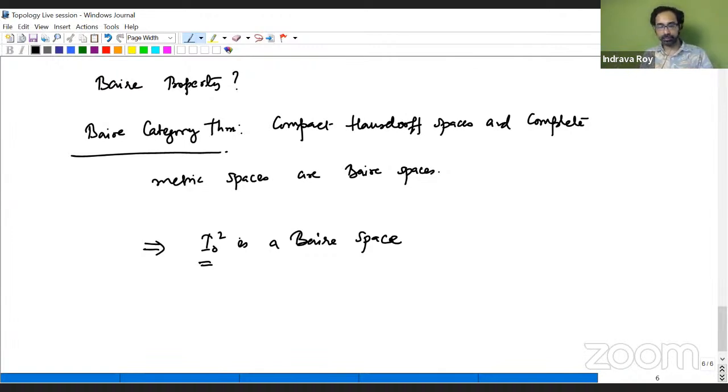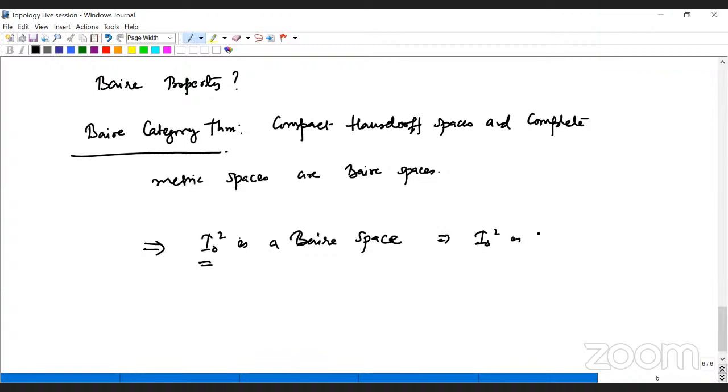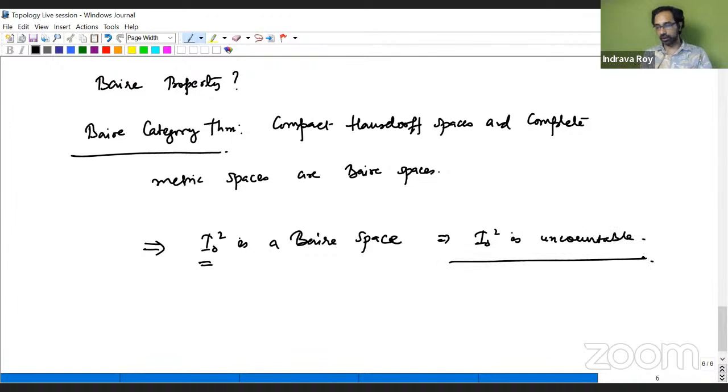And so there are various applications, as we have seen, that if you have a Baire space, any dense G delta set in a Baire space is uncountable, for example. So I0 square is uncountable. This is just another immediate result from the theory of Baire spaces, right? And in fact, the Baire category theorem is extremely useful in analysis. When you do functional analysis, the Baire category theorem is applied a lot. So it's very, very useful.